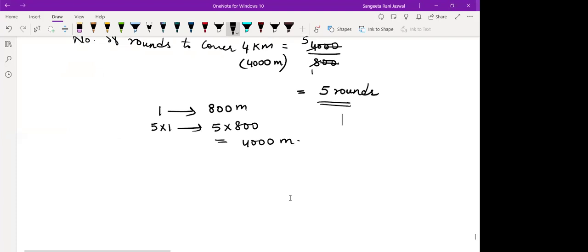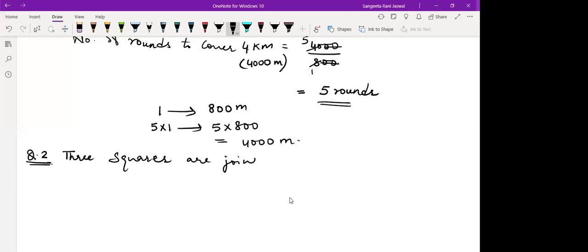Okay, let's take another question. Okay, 3 squares are joined together. Means squares. Yesterday we did such type of question with hexagons, no? Yes, children, you remember? Yes, ma'am. 3 squares are joined together.